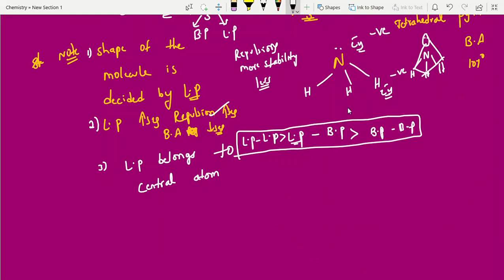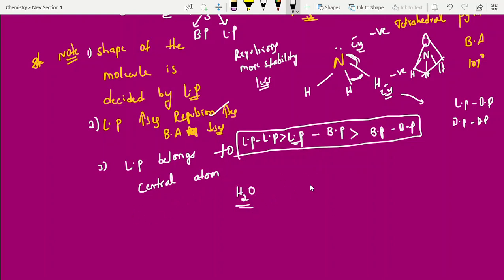Okay, here what types of repulsions are in the ammonia molecule? In the ammonia molecule we have lone pair-bond pair repulsions and bond pair repulsions also. So this is between these two bond pairs, and between these two a lone pair. Clear? Now the next example, water molecule.